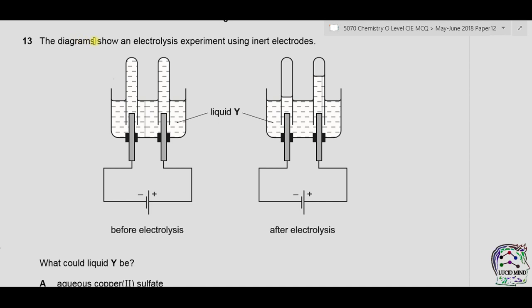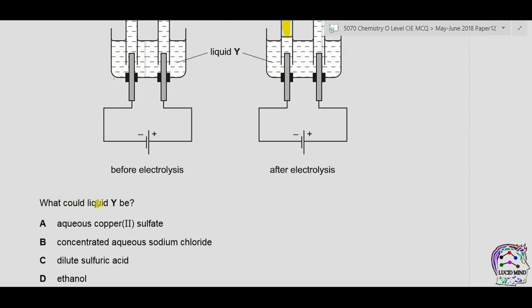Question 13. The diagram shows an electrolysis experiment using inert electrodes. Before electrolysis this was the case, and after electrolysis we can see that gases are formed. On the negative electrode more volume of gas is produced as compared to the positive electrode. What could be the liquid? Why?